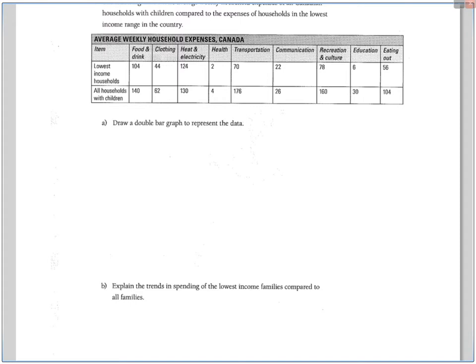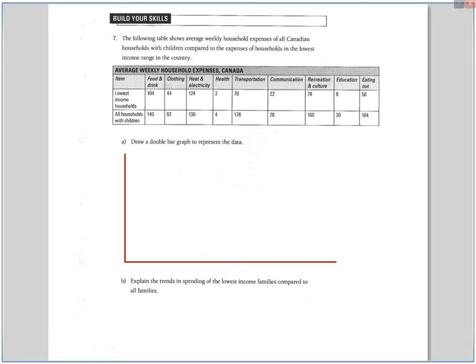Okay, so let's do this. You have to draw your axes. Now, what goes on the left, what goes on the right? This is household expenses. So, what's an expense? What unit would that be? Rubles? Pesos? Dollars, okay.